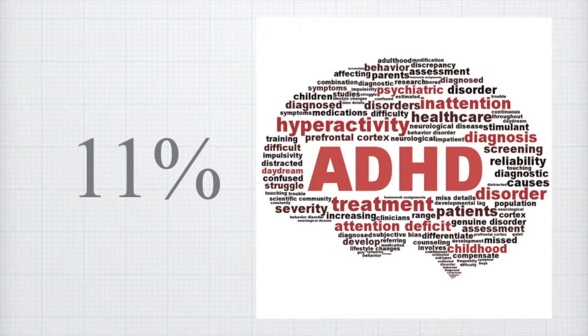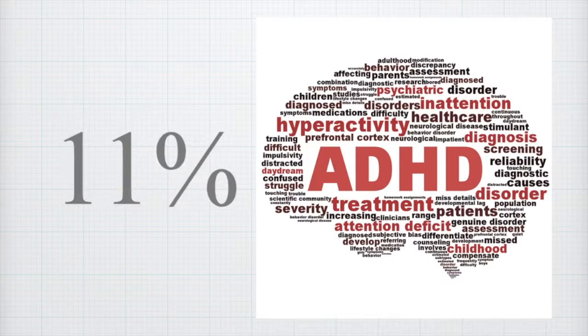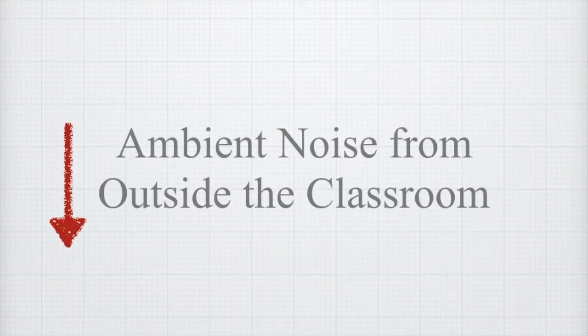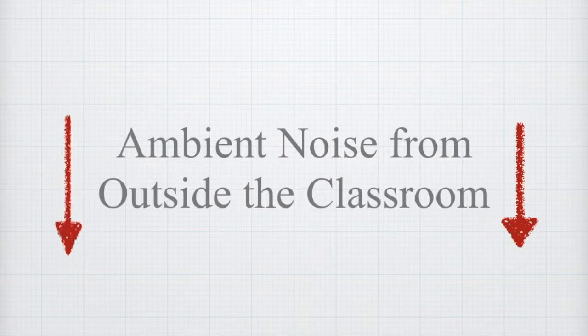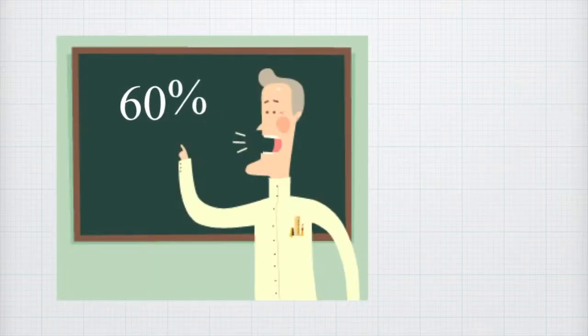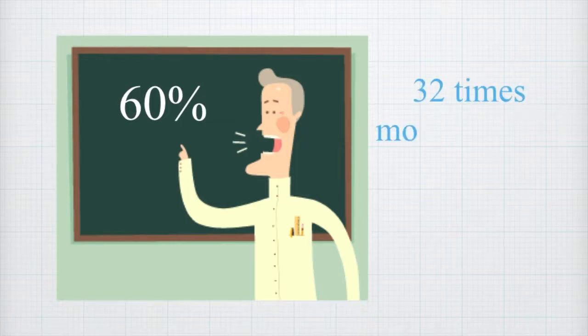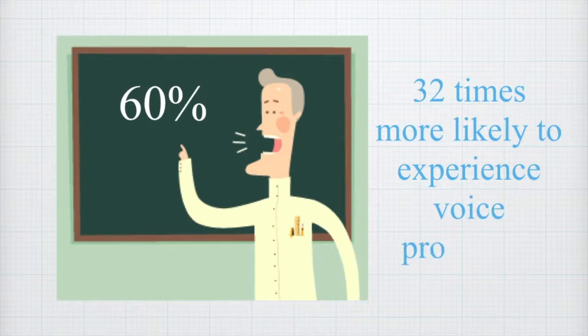According to a 2011 study by the CDC, 11% of children aged 4 to 17 will be diagnosed with ADHD at some point in their lives. One of the best ways to minimize the distractions that plague these individuals is to decrease the amount of ambient noise coming from outside the classroom. The benefits don't stop at just the students. Teachers spend 60% of their workday using their voice, and the American Speech Language Hearing Association found that teachers are 32 times more likely to experience voice problems due to their job when compared to similar occupations.